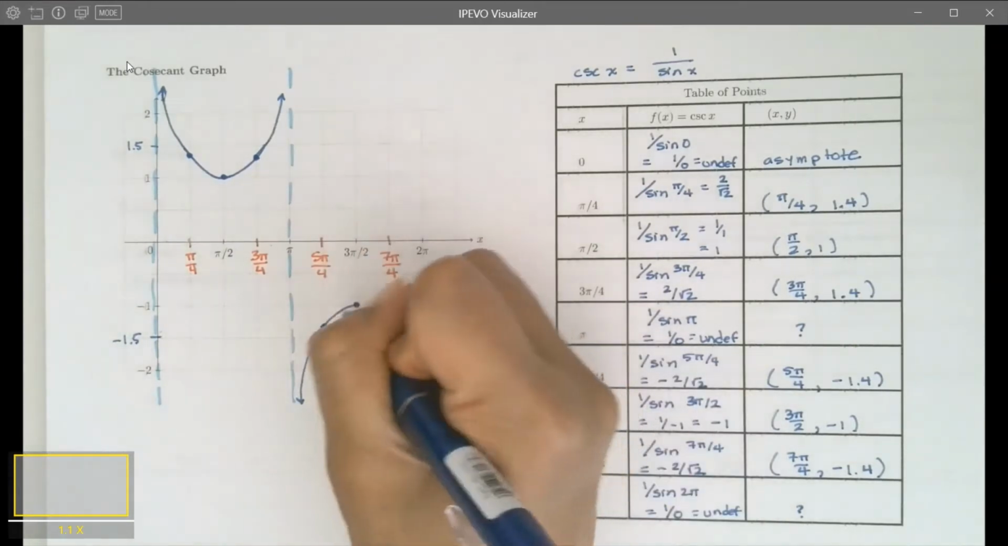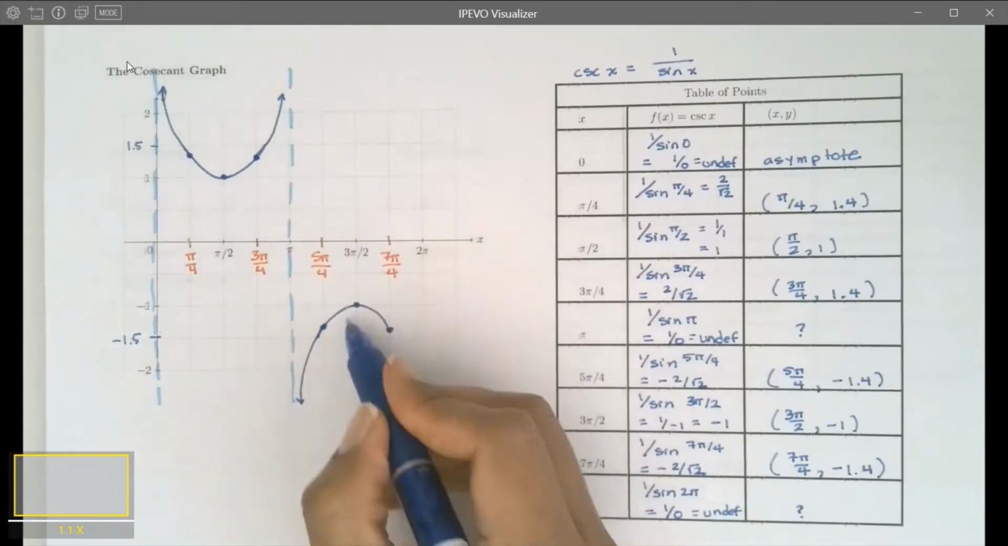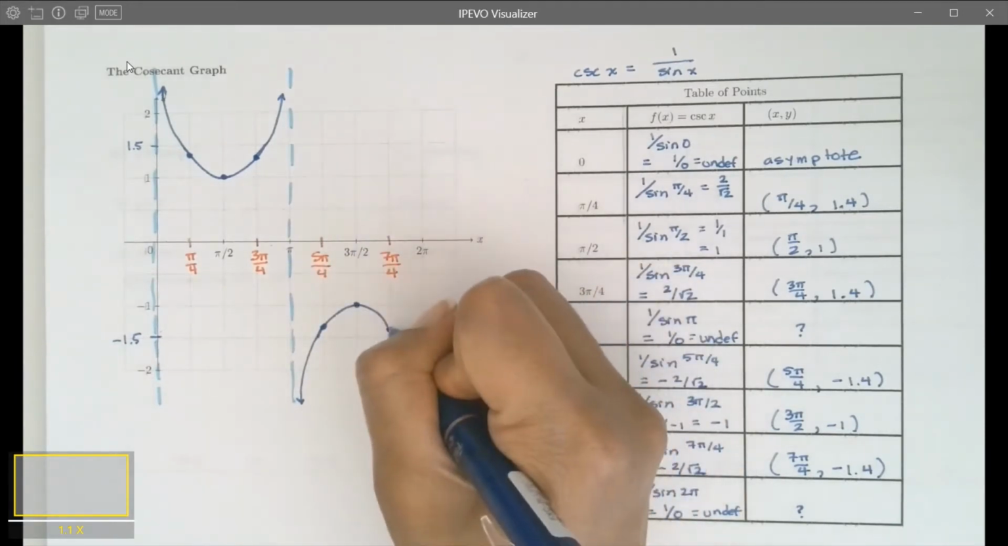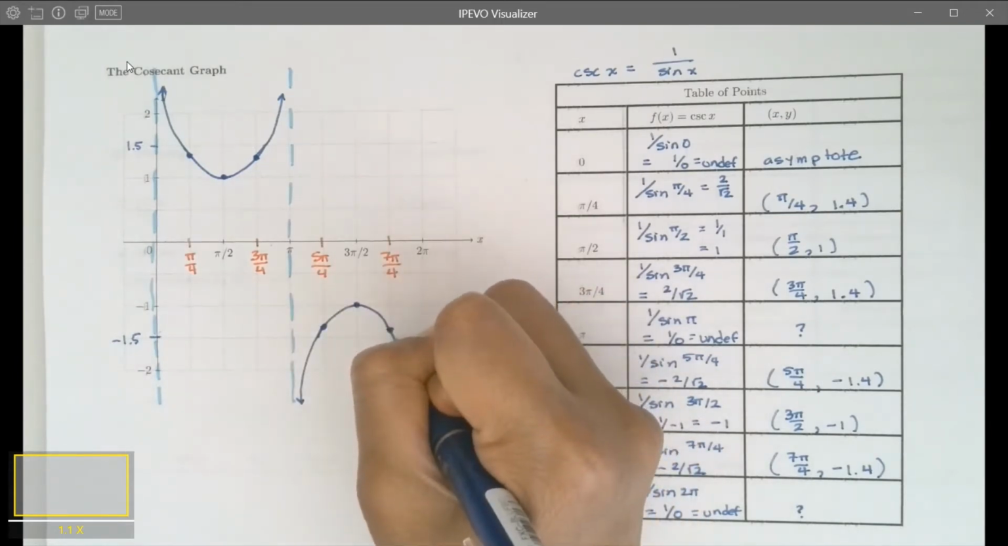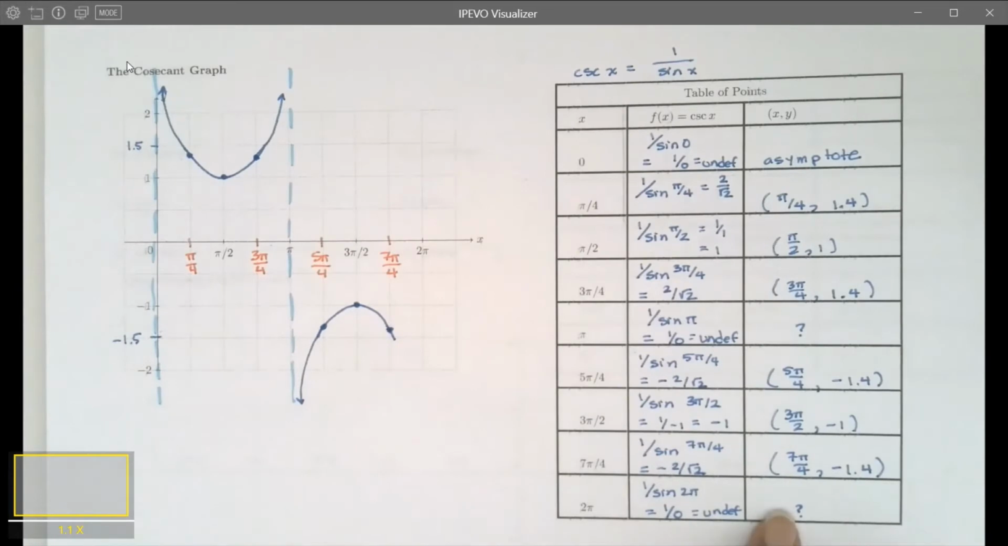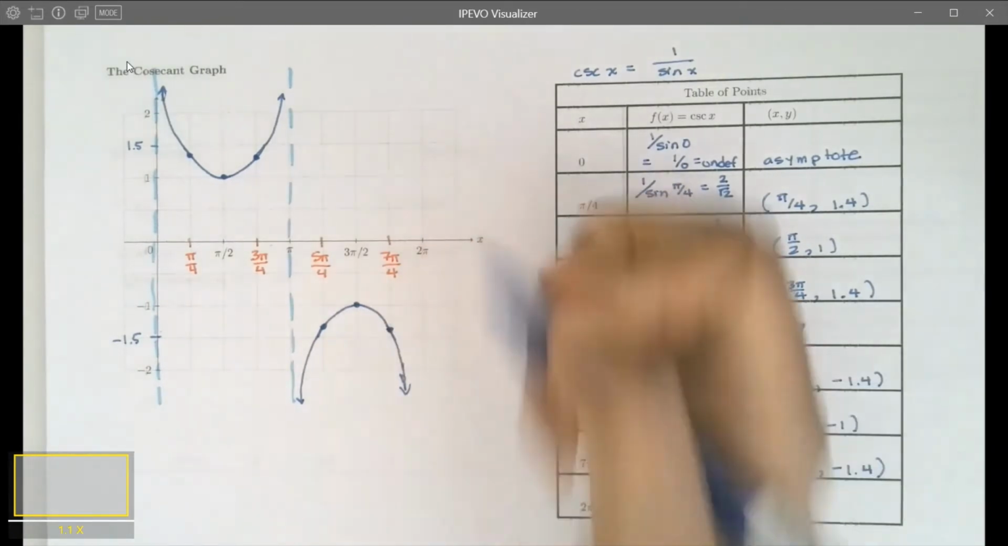So on the right of this vertical line, the graph is going to go down to negative infinity, and then it'll come up to a maximum of -1, then go through the negative 1.4, and as we're getting close to 2 pi, which is the other place where we had undefined, the graph is going to go down to negative infinity again.